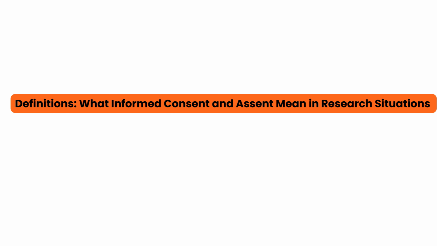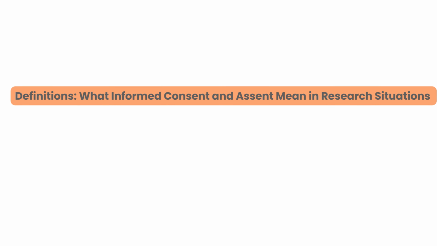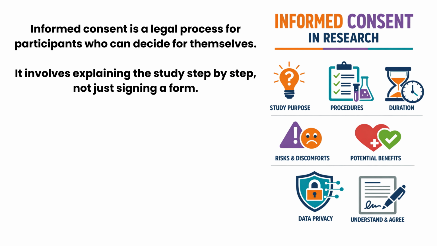Definitions. What informed consent and assent mean in research situations. Informed consent is a formal and legal process used in research when a person is able to make decisions for themselves. It is not just a signature on a paper. It is a process where the researcher explains the study step by step.